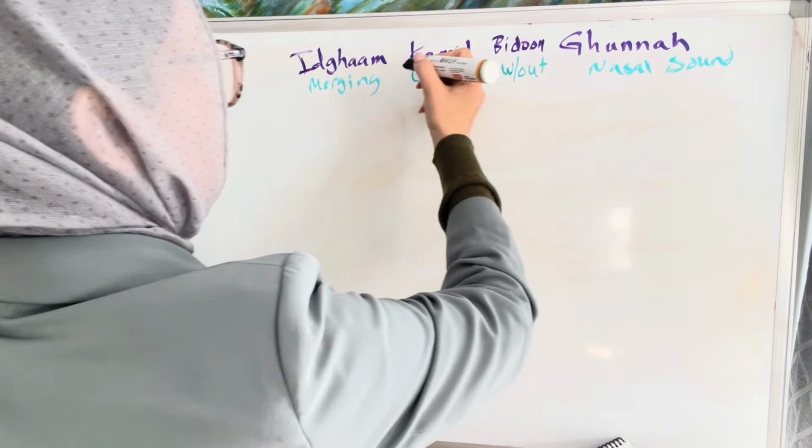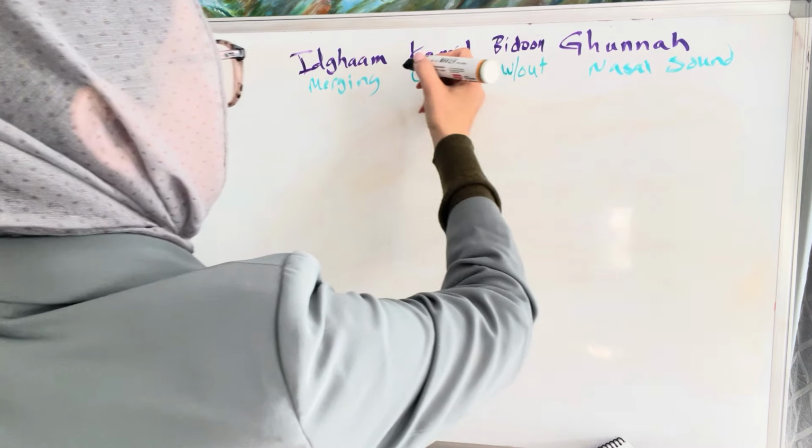La illam. Okay, that's how you read it. La illam. There's no ghunna sound coming. Even here, arab, you're just rolling the ra, but there's no ghunna sound. Arrabbihim la illam. There's no ghunna at all. So this is how you know that there's no nasal sound. This rule is complete merging, but without any nasal sound.